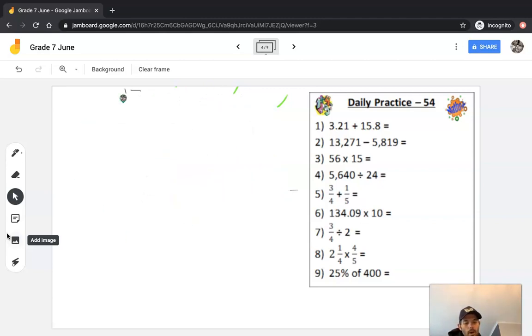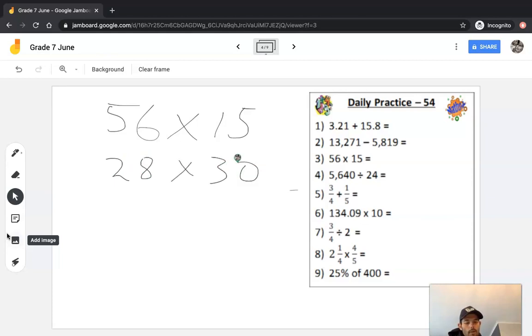Okay, long multiplication, 56 times 15. Let's have a look at the double and halving method. So if I halve 56, I get 28. If I double 15, I get 30. If I halve 28, I get 14. If I double 30, I get 60. If I halve 14, I get 7. If I double 60, I get 120.